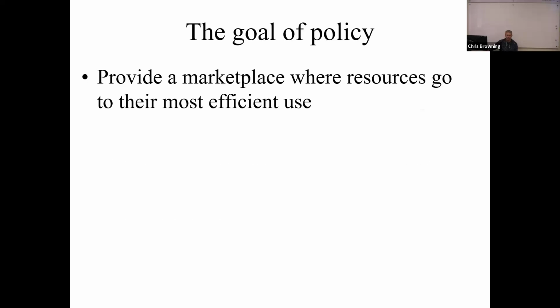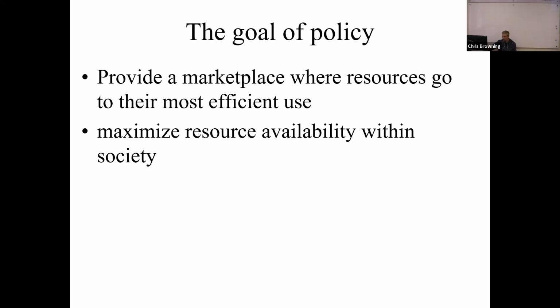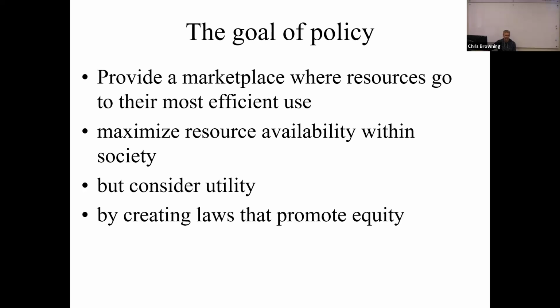Okay. All right. So the goal of policy is to provide a marketplace where resources are efficiently used so that we can maximize resource availability within the society. And then distribute those resources in some way that considers the overall utility of a society by creating regulation that promotes it. Okay. So they both matter, right? We want to create efficiency through good resource allocation. But as we produce increased resources, we want to consider equity to elevate the utility of the whole.